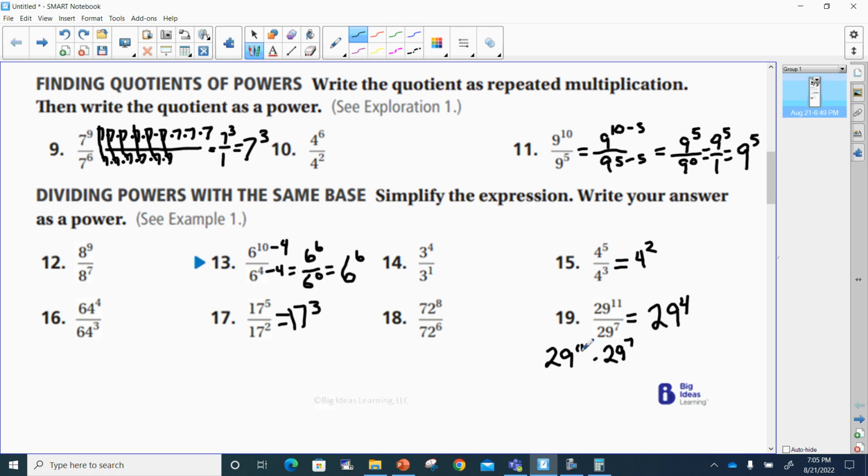So multiplication means we add, and since every fraction is a division problem, this means we're dividing. We're going to do the opposite of adding, which is subtracting. That's why we're taking 11 minus 7 and getting 4. All right, does everyone understand that? Hope so. If not, ask about it in class. We'll clear it up for you.